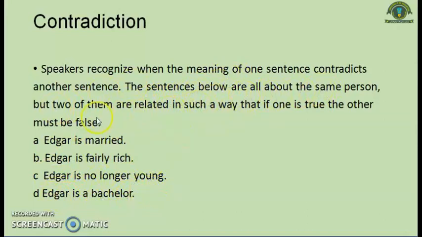So what is written here is that two of these sentences are related in such a way that if one is true, the other must be false. So if we consider example A, Edgar is married, then definitely it contradicts example D. If he is married, he is no longer a bachelor. The same is the case with examples B and C. Examples B and C contradict each other.